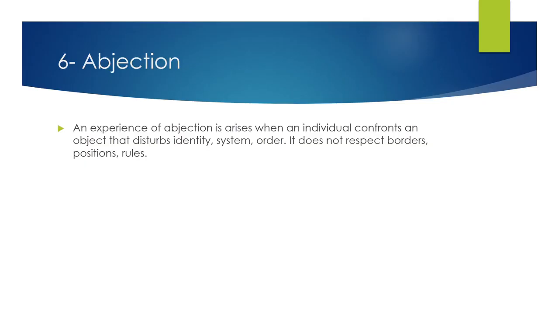So let's move to the last Gothic body, which is abjection. The experience of abjection arises when an individual confronts an object that disturbs identity, system, order. It does not respect borders, positions, and rules. So abjection is like when somebody arises and disturbs the identity, system, or order.